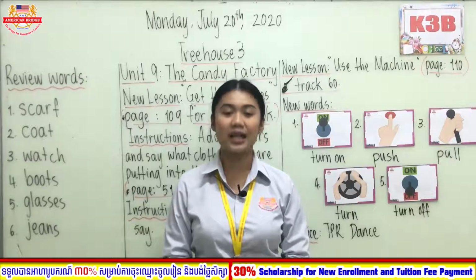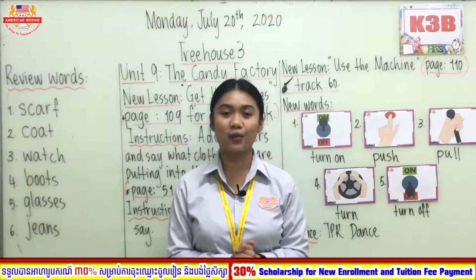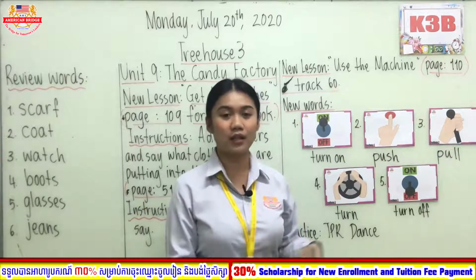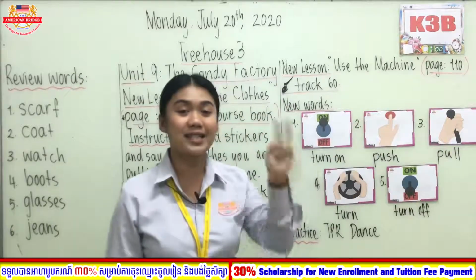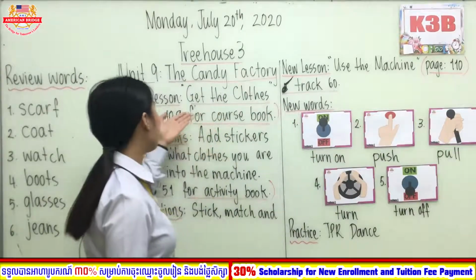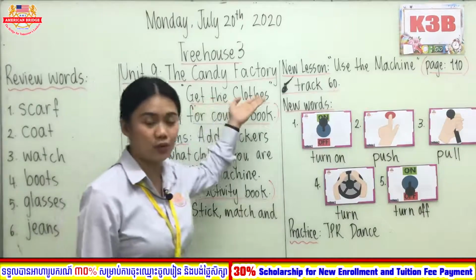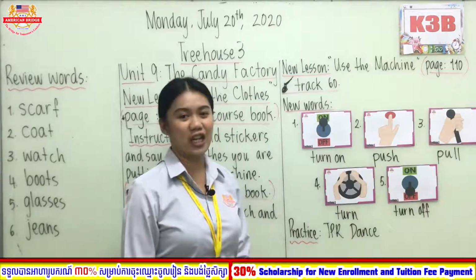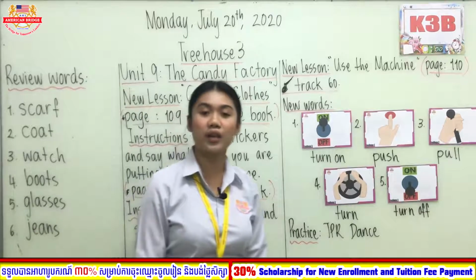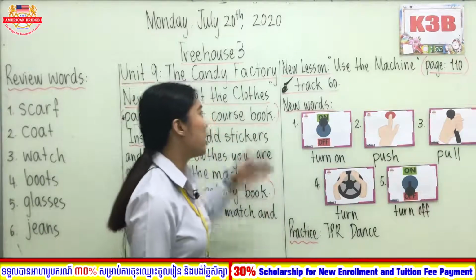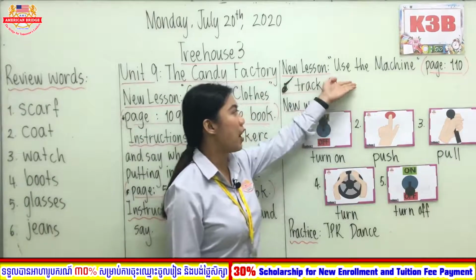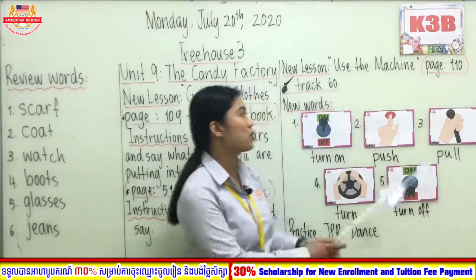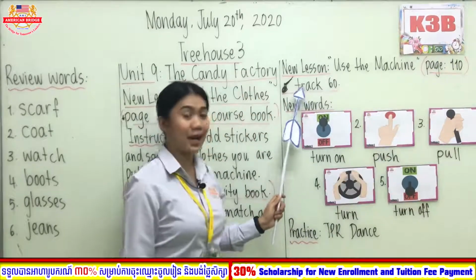And for the second session, like what I've said in our first session, we are going to continue our lesson in Treehouse 3. So everyone look at the whiteboard. In here is our second lesson. So first lesson everyone, we talk about get the clothes, right? This is our first lesson from the first session. Now in our second session, we are going to talk about our second lesson for today. So our second lesson is from page 110. Use the machine, page 110 with track 60.